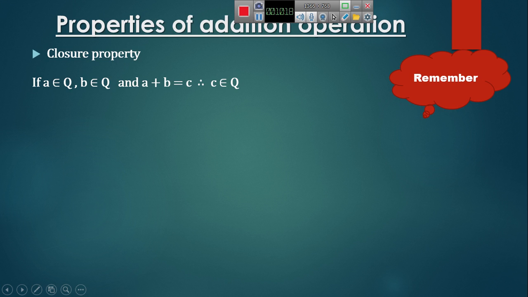Using the closure property, the answer always belongs to the rational numbers. So here this is the closure property. The answer must be included in the set of rational numbers.